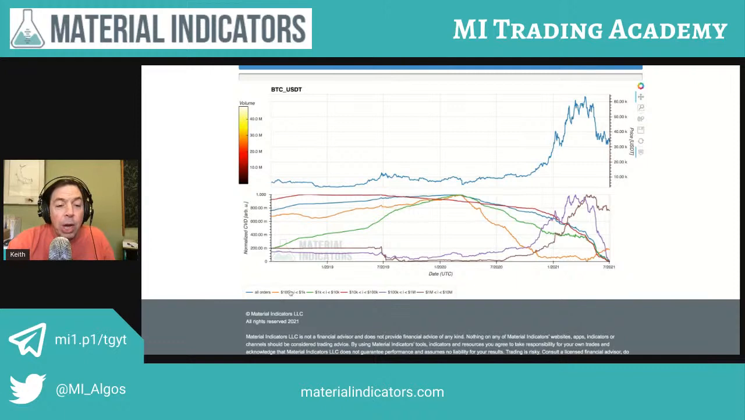Yellow, $100 to $1,000 orders. Initially, we thought that was retail. Obviously, there's retail in there. But now it's pretty strong consensus among our community that these are bots, largely dominated by bots.